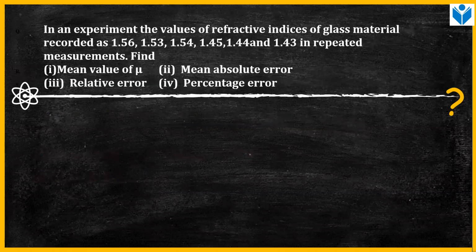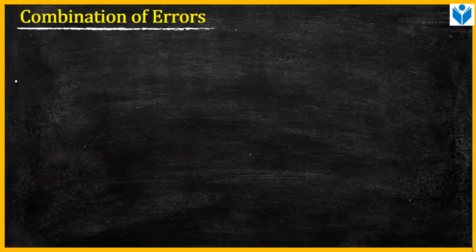This is the next question. In an experiment, value of refractive index of glass is this. You will be able to find out the answer. Shall we move ahead? Yes, sir. Okay. Then the next one is combination of errors.